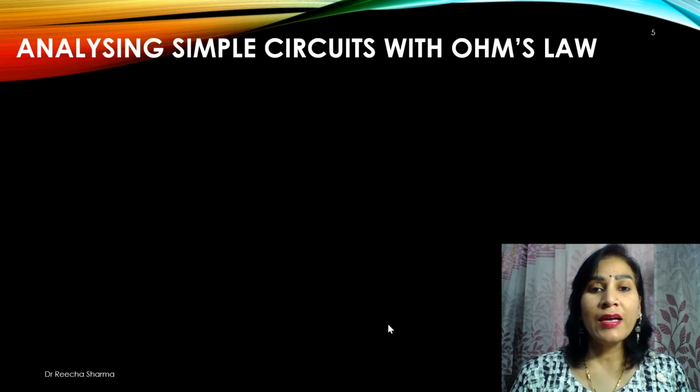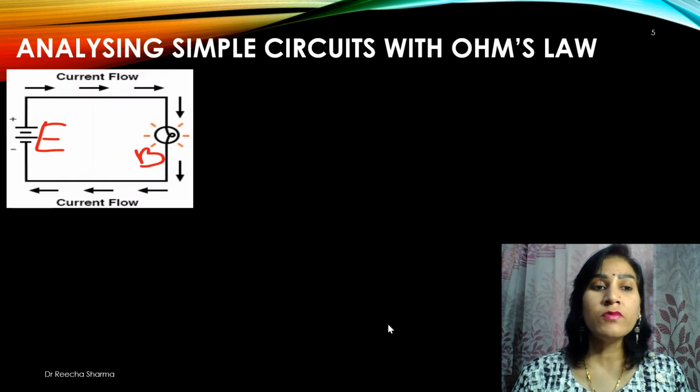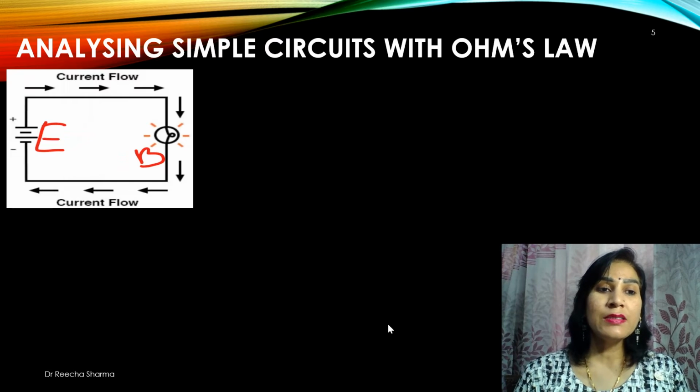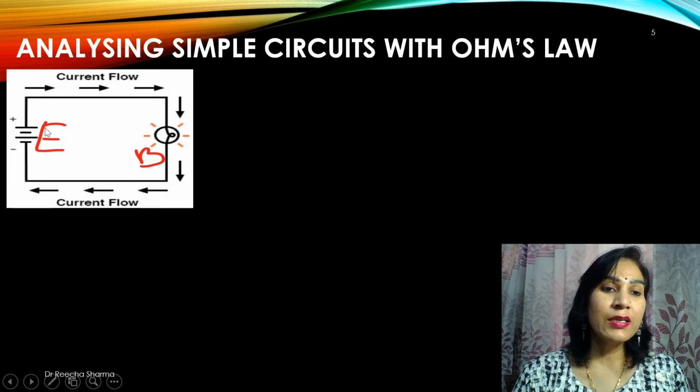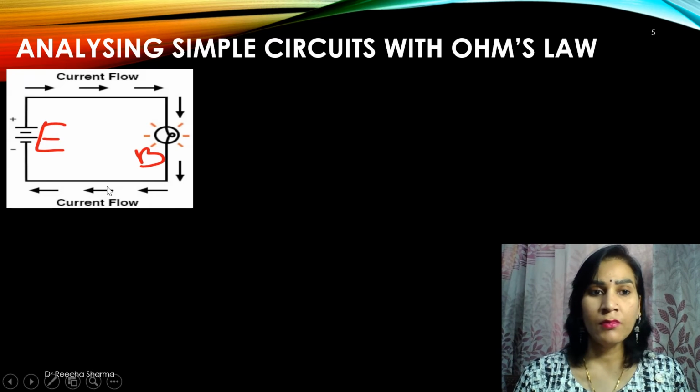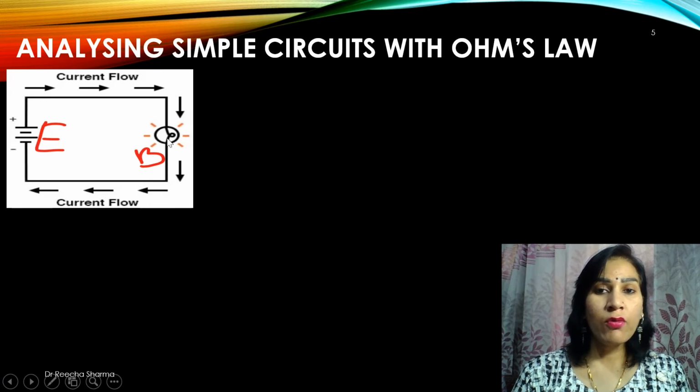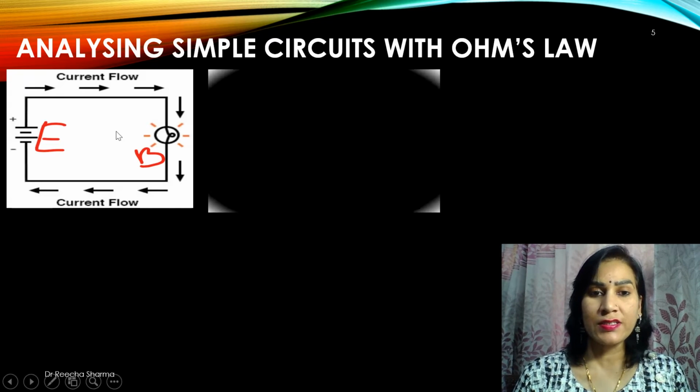How do we analyze a simple circuit with Ohm's law? Look at this simple circuit in which a battery, which is a voltage source, equal to E, and a bulb which has some resistance R are shown in the circuit. The current is flowing as shown by the arrows. In this, we want to find the relationship between voltage, current and resistance.